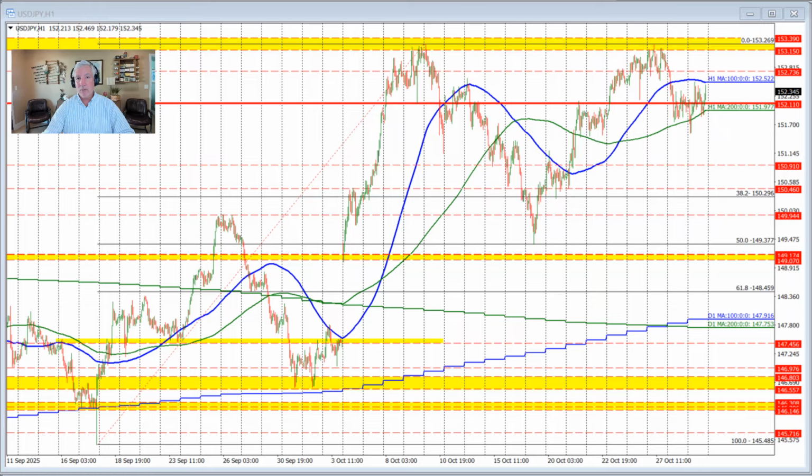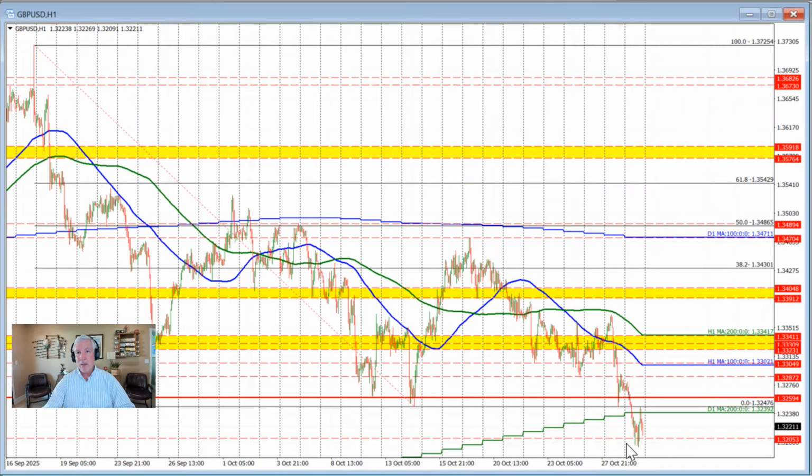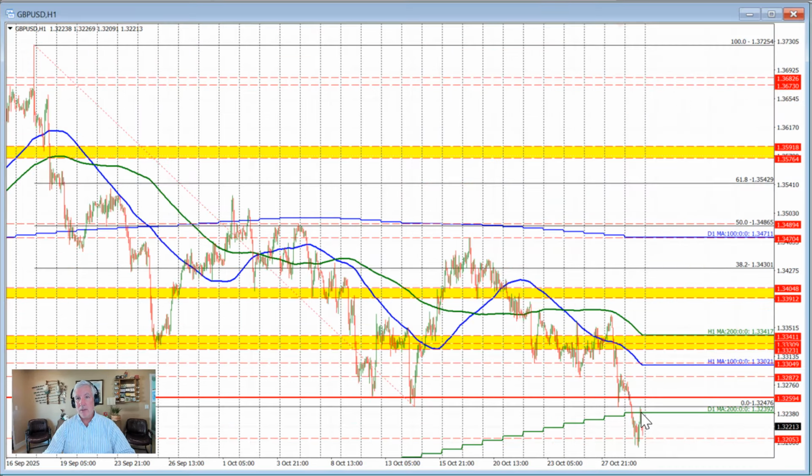I'll take a look at the sterling versus US dollar on the hourly chart. This currency pair moved up and extended back above the 200-day moving average in trading earlier today. And what didn't happen was getting back above the double bottom here at 1.3247. So what was support here became resistance here, and the market since has rotated back to the downside. Staying below the 200-day moving average is more bearish for the pound versus US dollar.